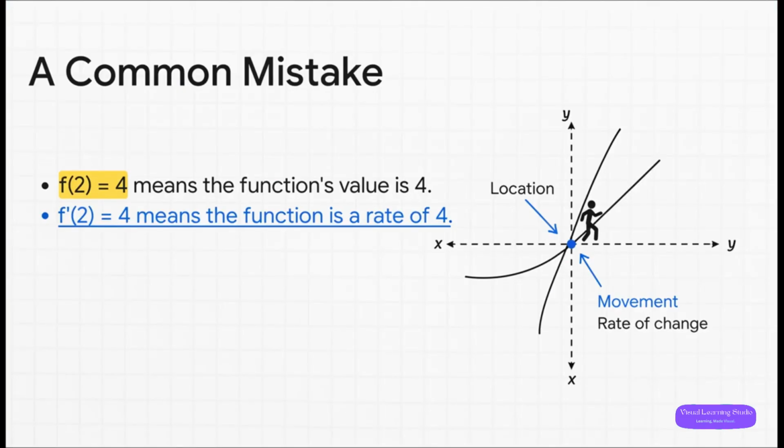And this brings us to a huge point of confusion for so many people. So listen carefully. If you see f of 2 equals 4, that's just a location. It means at point 2, your value is 4. Simple. But if you see f prime of 2 equals 4, that's a totally different story. That's about movement. It means at that exact point, you are changing, moving forward at a rate of 4. It's the difference between a location and motion.